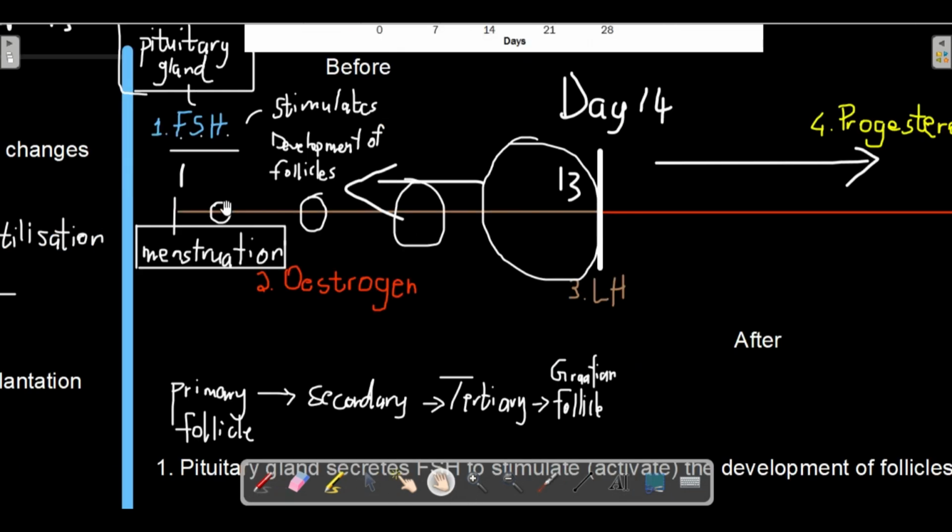Okay, and the hormone again who's growing these follicles from primary all the way to Graafian follicle is the FSH again, guys. It's responsible for the growth of these follicles. So that's the first hormone, the FSH.